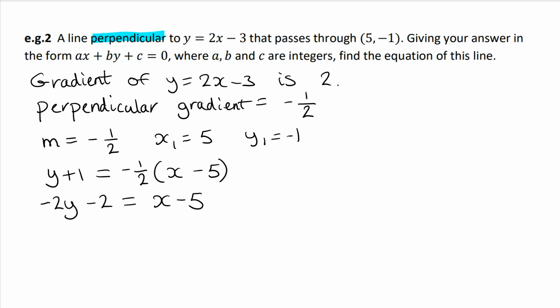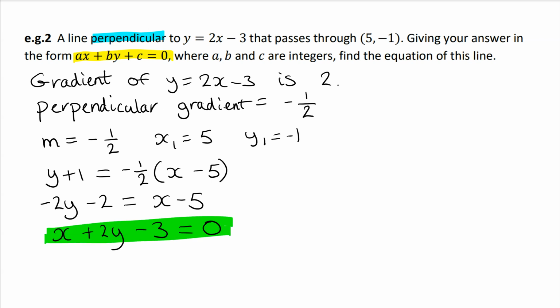Now we're not quite done here. We need to leave it in this form: ax plus by plus c equals 0. So we're going to add 2y to both sides, and add 2 to both sides, and we get the following answer. Note that I could have also rearranged the other way: I could have subtracted the x from both sides and added the 5 to both sides, and got minus x minus 2y plus 3 equals 0 instead, which would also be an acceptable answer.